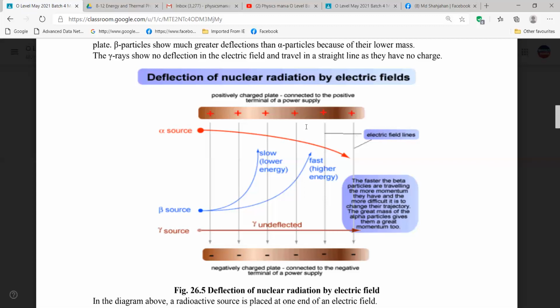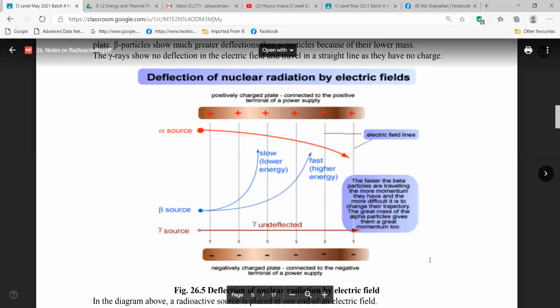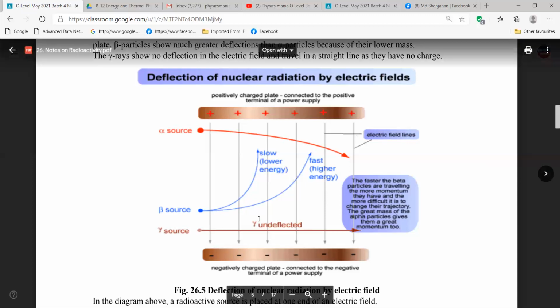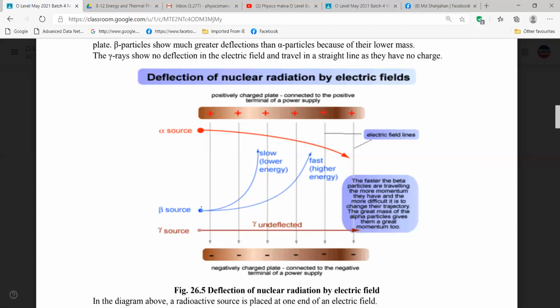Why? Because beta is lighter and alpha is heavier. That's it. Another point we have to understand from here: beta source, slow energy and fast energy. If something has more speed, then it gets less time inside the electric field, right? So it will have less curve, right?